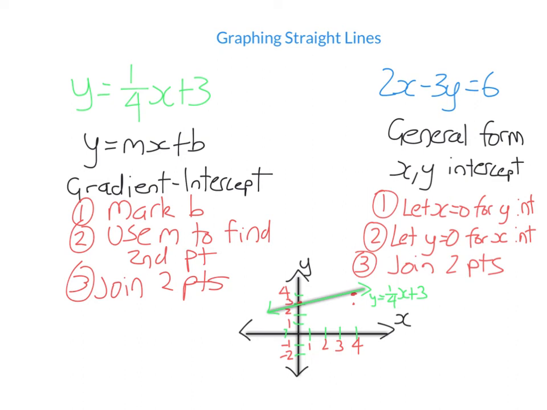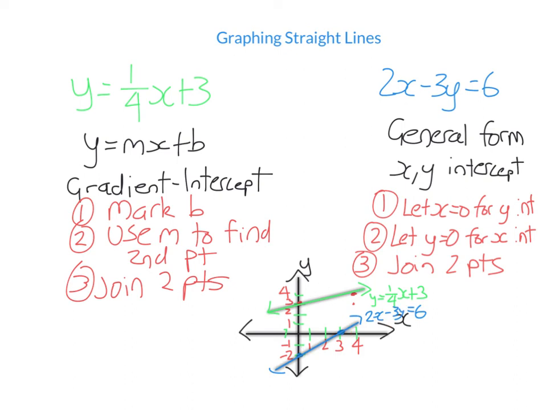So if I were to let x equal 0, I'd get minus 3y equals 6, y equals minus 2. The y-intercept is minus 2. If I let y equal 0, this is 0, I get 2x equals 6, x equals 3. So the x-intercept is 3. So now that I've plotted both of the intercepts, I simply join them up and then I'm done.